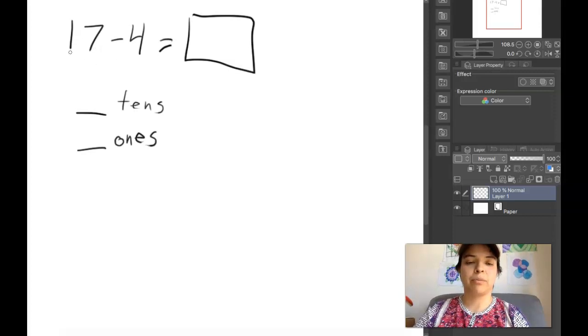17 minus 4. Well, I'd say the first thing we should do is draw a 17, and I can kind of cheat about it because I know this is a 10. There's only one, so 1, 2, 3, 4, 5, 6, 7, 8, 9, 10. There's my 10, and I know there's going to be 7 ones. 1, 2, 3, 4, 5, 6, 7. Now I know for sure I have drawn 17. Okay? And I know that I am going to be subtracting, and I know the number that I am subtracting is 4. It's minus 4, so I have to take away 4. Well, that's easy. 1, 2, 3, 4.